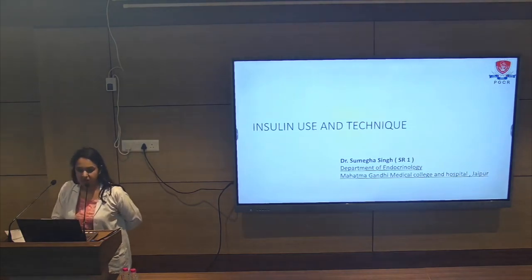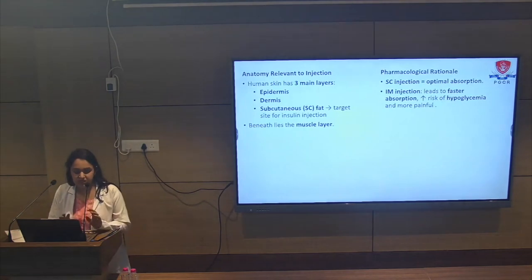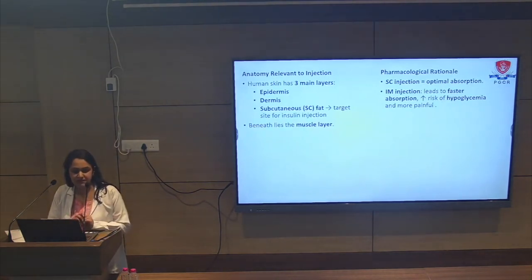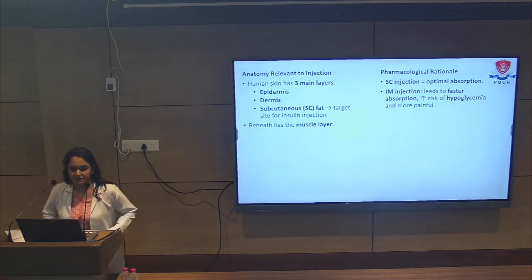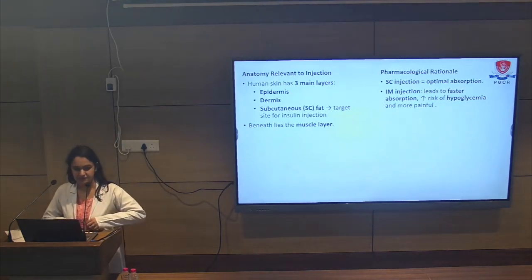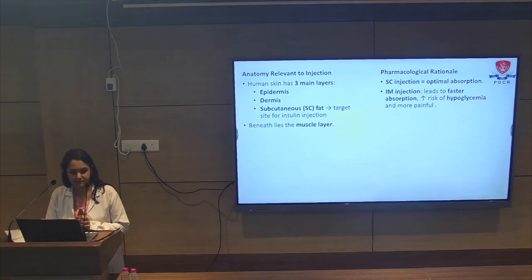So, now insulin use and technique. Now we just included this segment because it's a very genuine issue, and whichever branch they belong to, everyone has diabetic patients. Most of them are getting shifted to insulin, and many times it is possible that the staff is not trained, because of whatever reason.